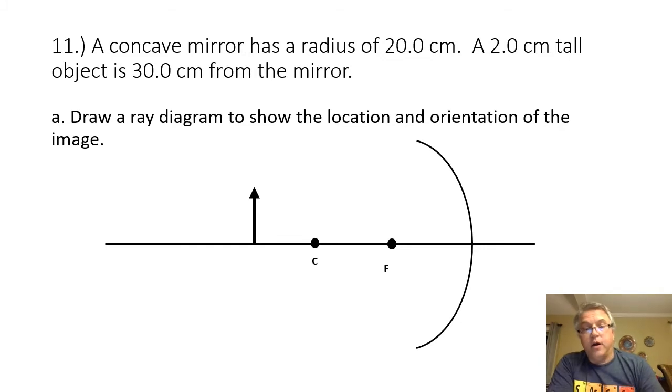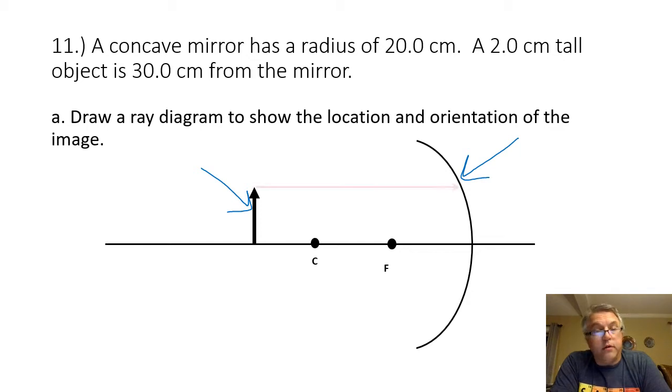We have our concave mirror right here. Remember, in concave mirrors, the reflective surface is on the inside of the curvature. And we have our object right here. Remember, we always represent our objects with arrows. It just makes our lives easier.